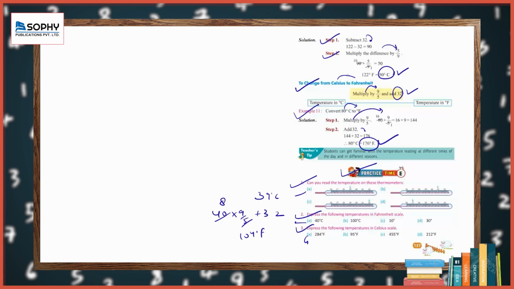Similarly, what will we do, students? Firstly, we will subtract 32. After that, we will multiply it by 5 by 9, students. So, the answer we get is 140 degrees Celsius.